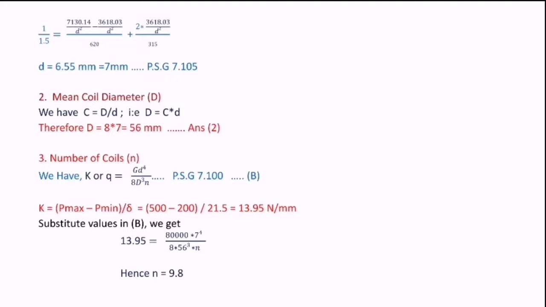We have P max as 500, P min as 200 and delta as 21.5 mm. Substituting these values, I will get the K value as 13.95 Newton per mm. Substituting the value of K and other values in equation B, I will get the answer for N, that is active number of coils, as 9.8, which I will approximate to 10.